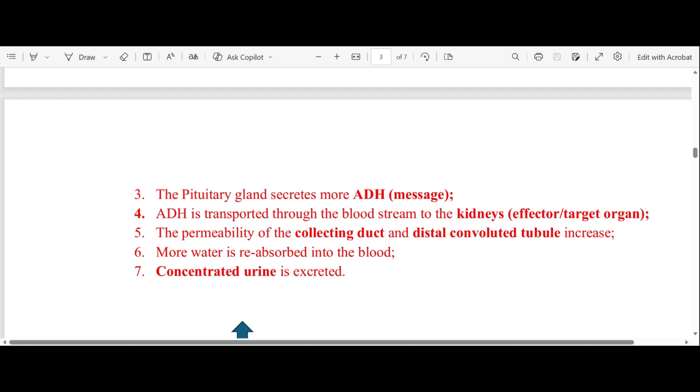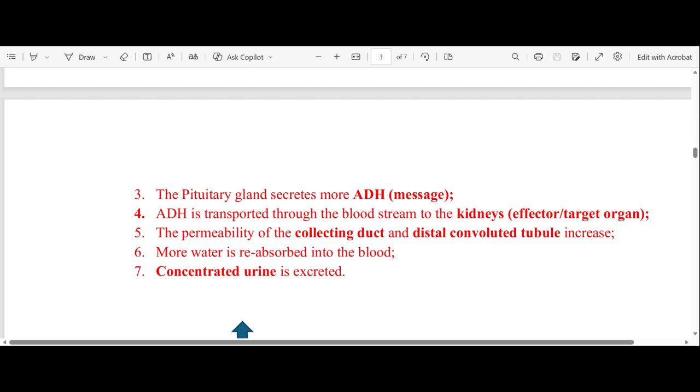Then when more water enters the bloodstream, number seven, what happens? Concentrated urine is excreted because more water has infiltrated the bloodstream. So what's left? The only thing that's left is waste to be excreted. Hence, the urine will be more concentrated. It will contain more waste products like glucose, and sodium, or salt.